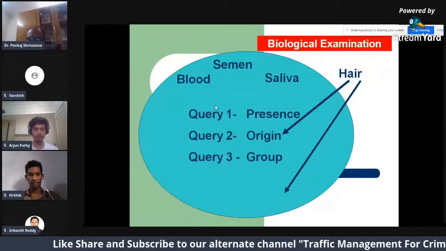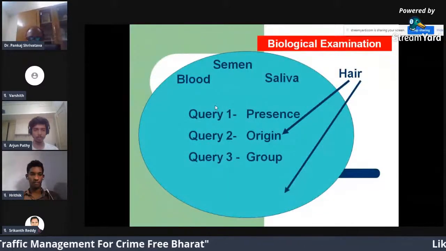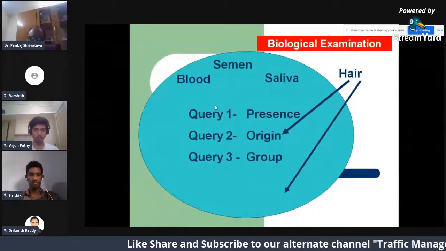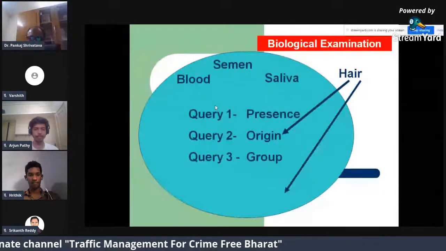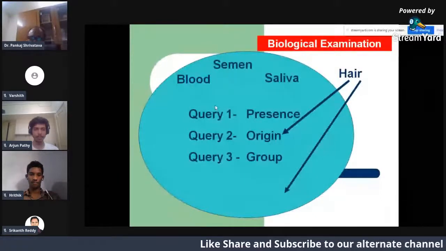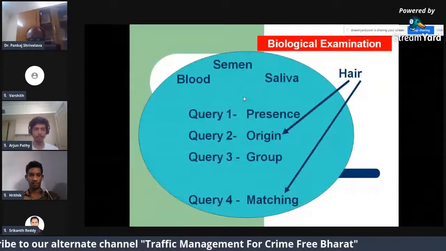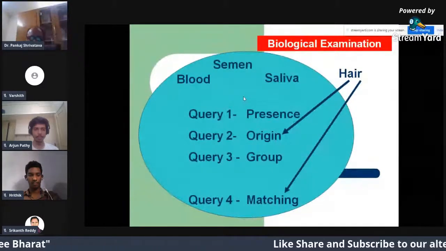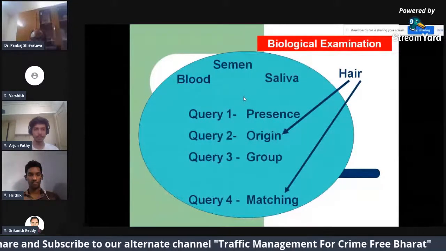Now, if the other material available is hair, observed like in the fist of the deceased, or on the crime scene spot, they ask what is the origin of this hair, whether it belongs to a human or not. And if the origin is human, whether a particular hair found on the fist of the deceased or on the spot matches with the accused or not. So these are the normal queries with biological and serological examination.